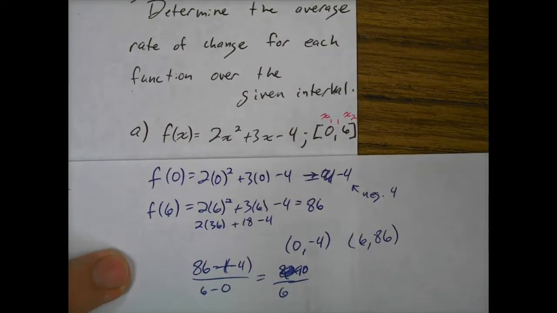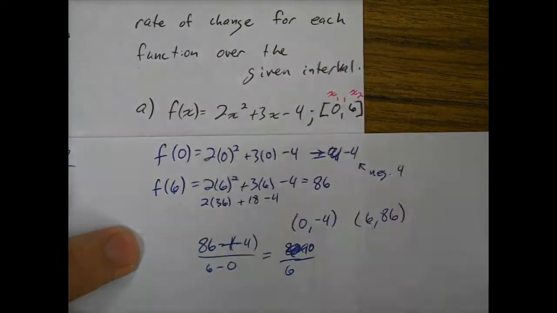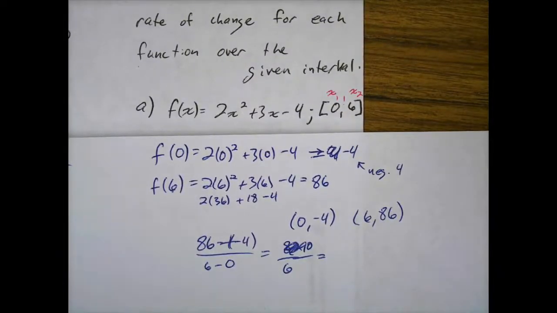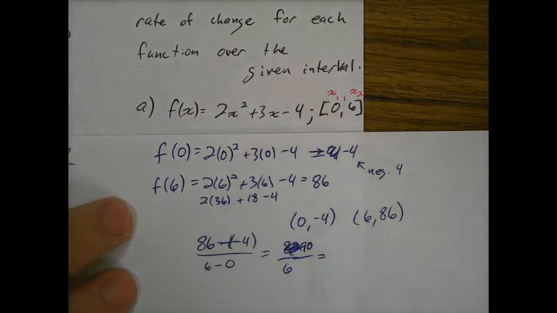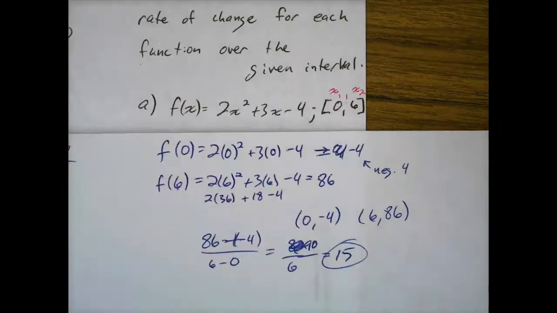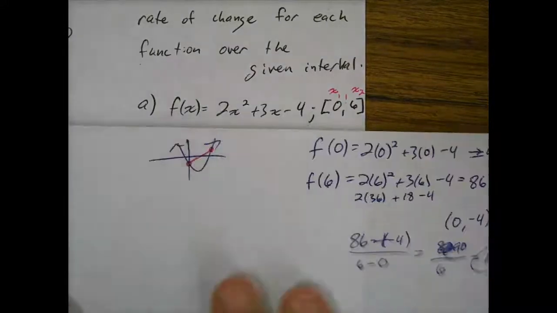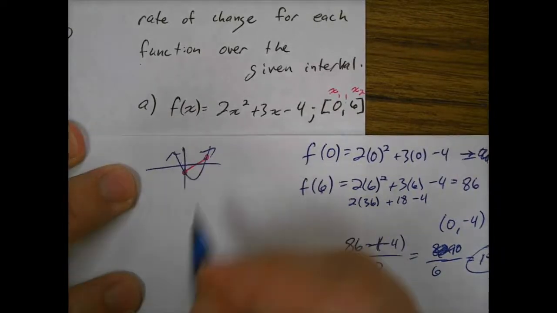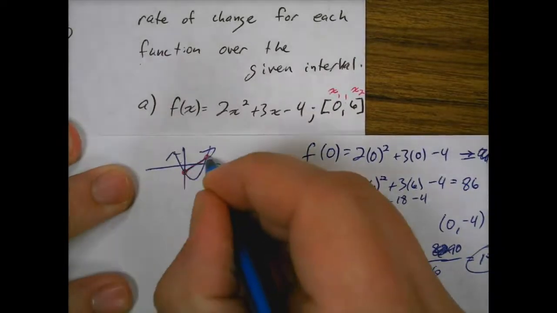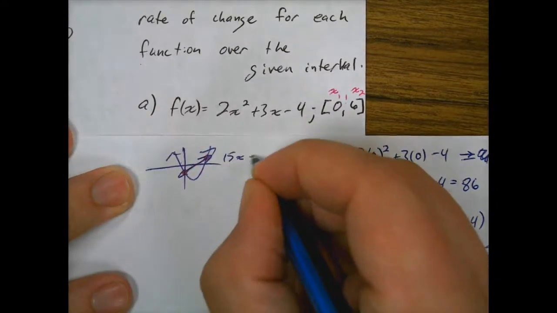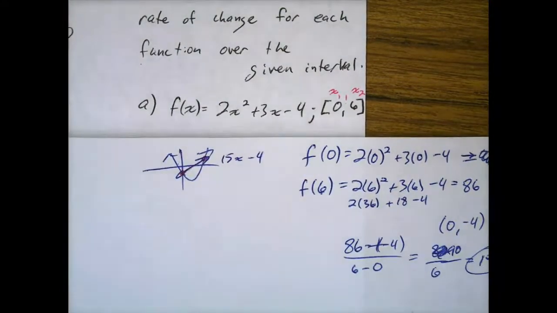I'm so sorry. At least I caught it before I stopped the video. All right, so that can be 30 over 2. That's 15. So essentially what that means is my slope from this point to this point, if I went in a straight line, I would have the line 15x minus 4, or whatever it would be, right?